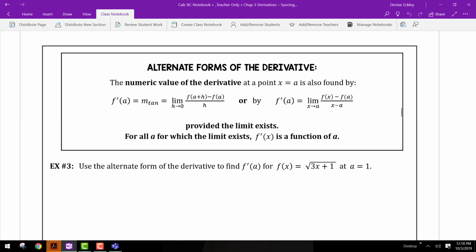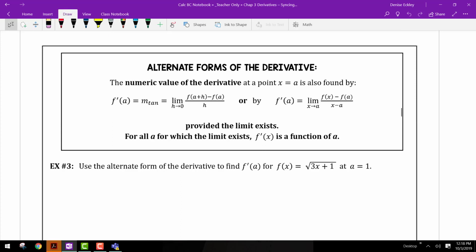Unit 2, Lesson 2, Part 2. We're now going to look at some alternate forms of the derivative and how they can be used. The first one are the numeric forms of the derivative. So this is if we are finding the derivative at a specific point and only that point. So the answer is going to be a number. It's not going to be a function.